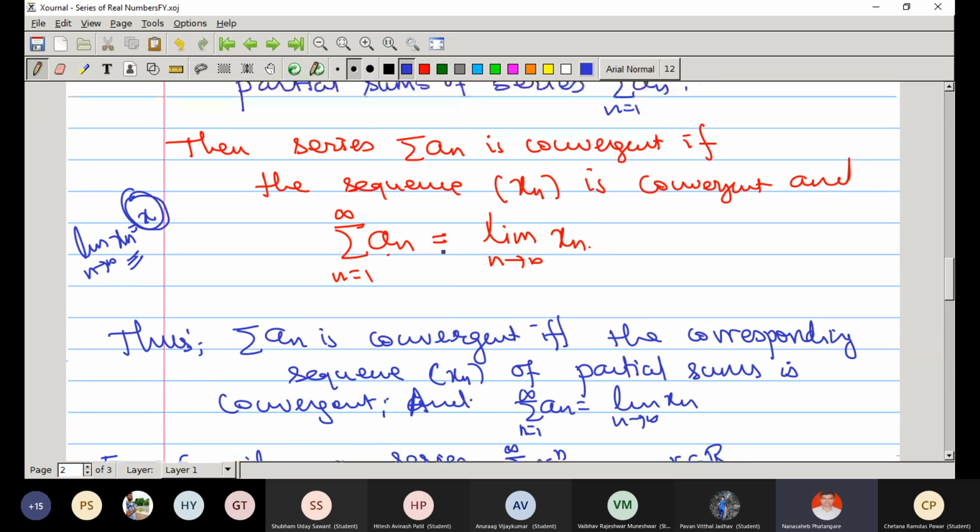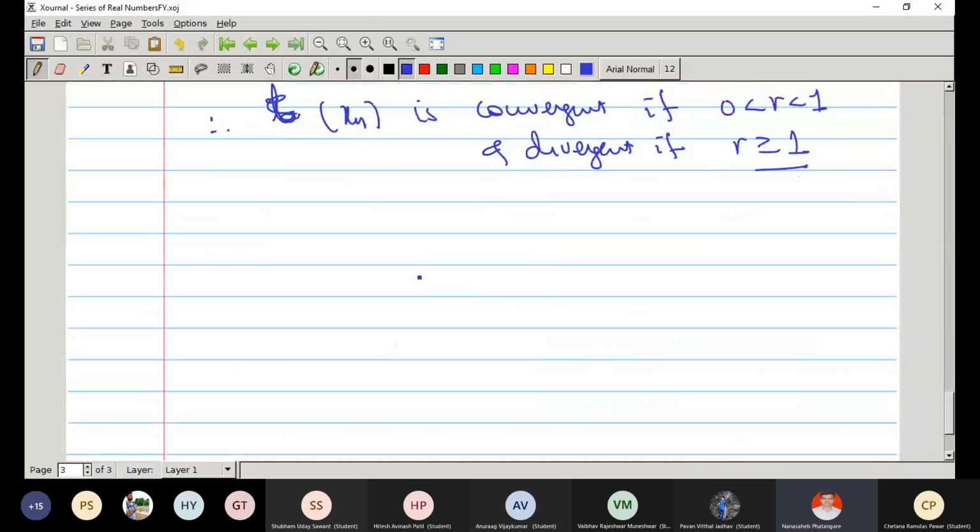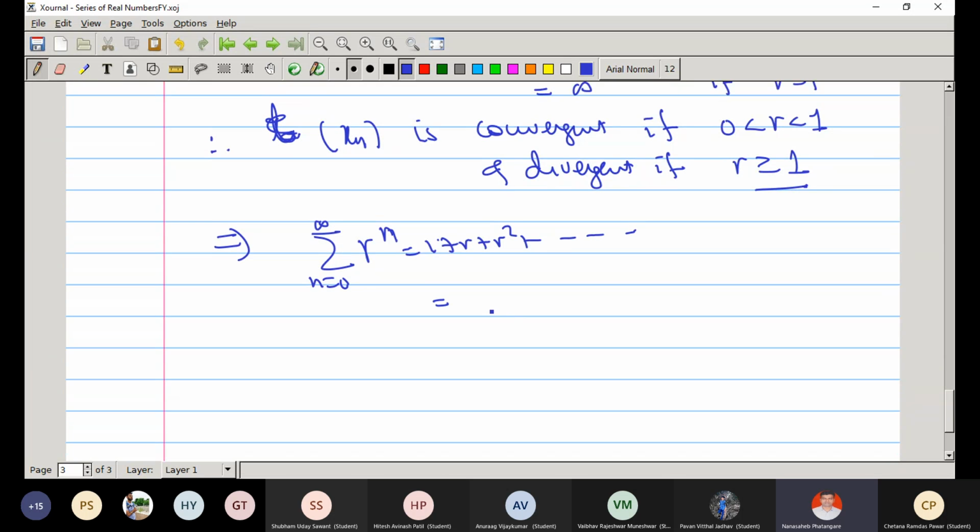If the limit of the sequence of partial sums exists, then that is the sum of the series. And therefore, what is the sum of the series r raised to n, n from 0 to infinity, which is 1 plus r plus r square and so on? It is the limit of the sequence of partial sums, so this is 1 upon 1 minus r if 0 less than r less than 1, and it is infinite if r is greater than or equal to 1.